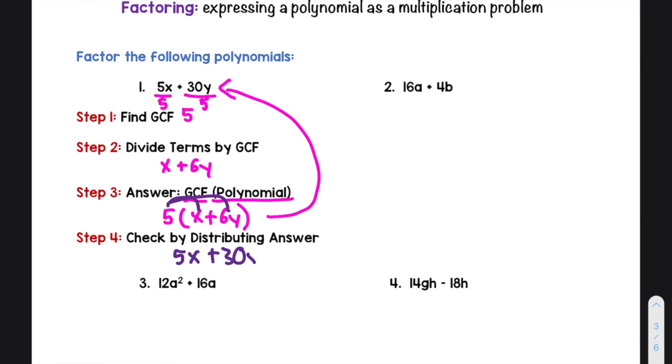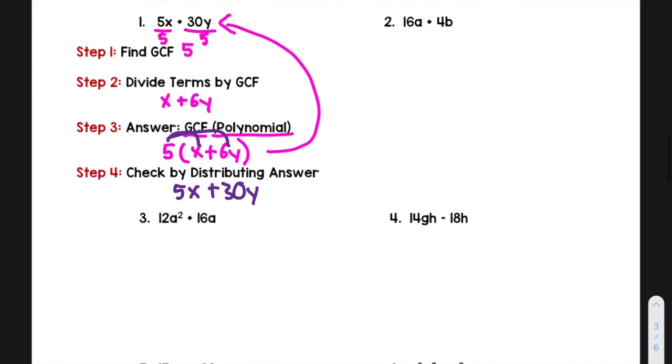So we're going to use these steps for the next couple problems in factoring these polynomials or writing them as a multiplication problem. Going down to problem number 3, step 1 is to find the GCF. In this case, what's the biggest number that goes into both 12 and 16? I know 2 goes into 12 and 16, but there's a larger number that goes into both of them.